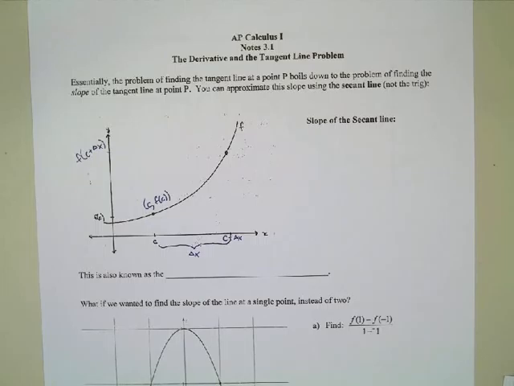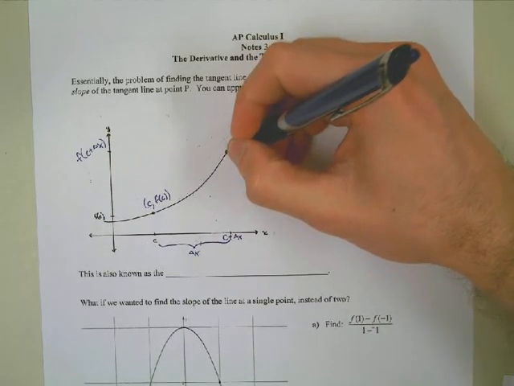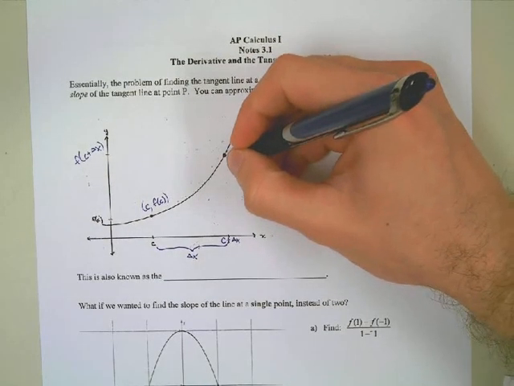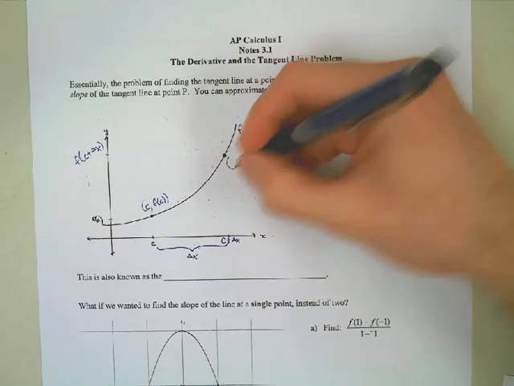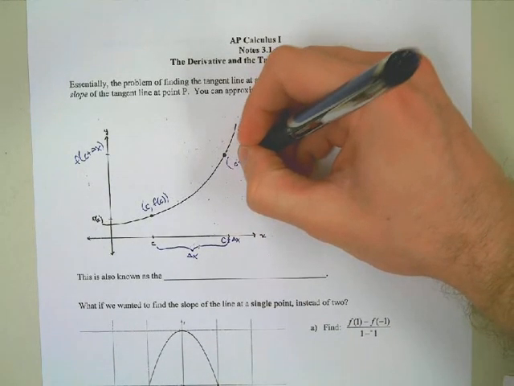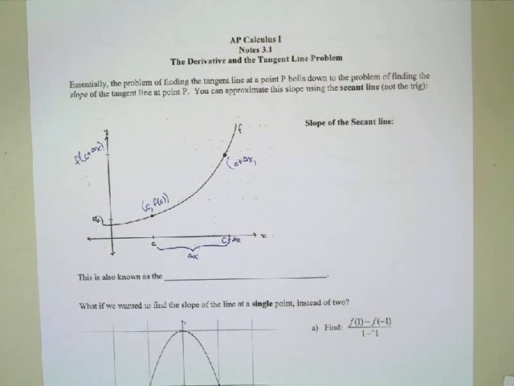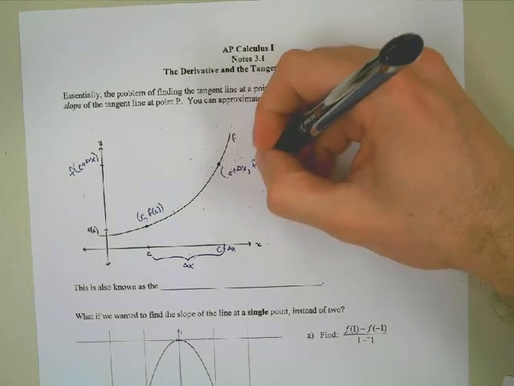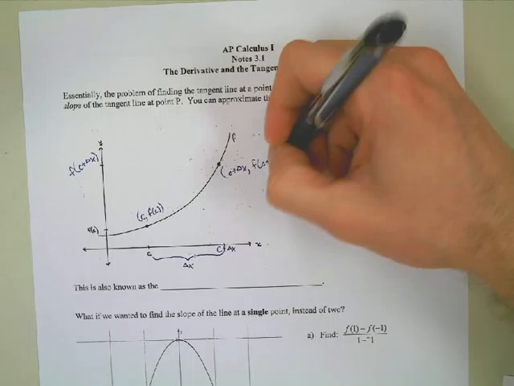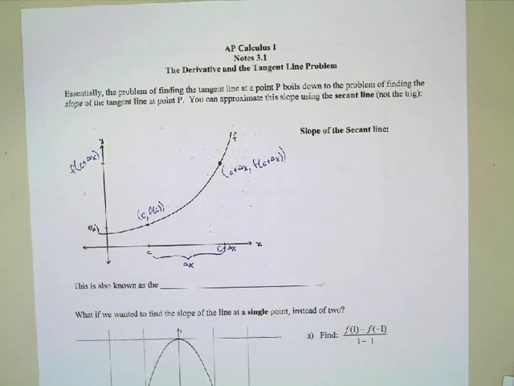So that means the coordinates for this point, well, what's the x-coordinate for this point? c plus delta x. Comma, and what's the y-coordinate? f of c plus delta x. Okay. So that all makes sense. No big deal.